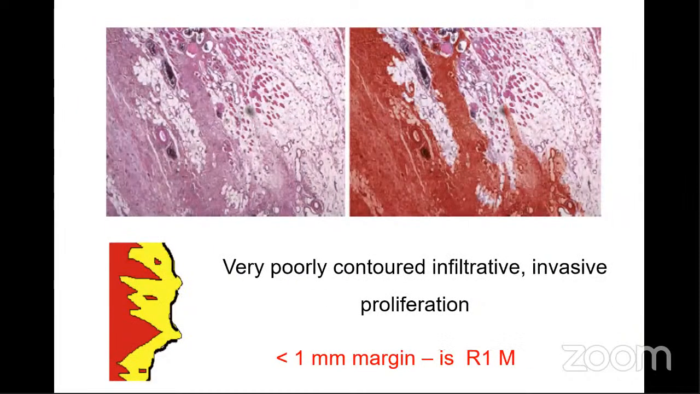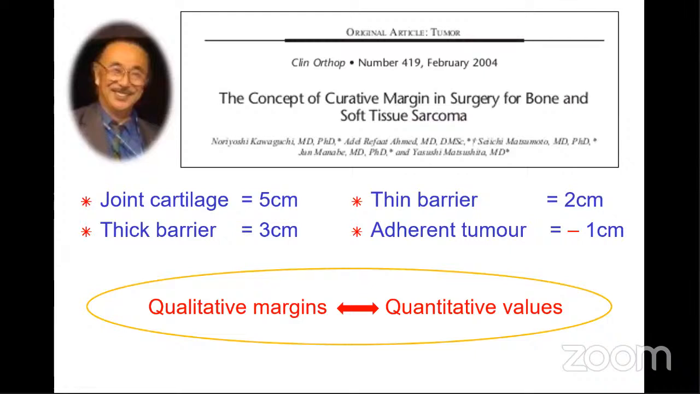But if the tumor is poorly contoured and has an invasive nature, then this 1 millimeter margin may not be adequate and should actually be classified as R1. And that could be the possible genesis for this confusion in these multiple papers that have tossed the 1 millimeter concept up and down. But I think a very important concept was introduced by the Japanese, by Professor Kawaguchi's group, where they actually used qualitative margins rather than quantitative values.